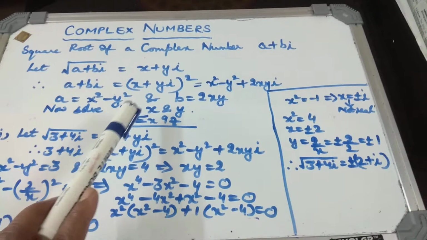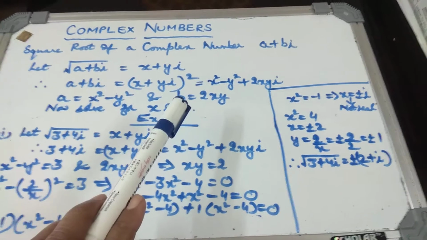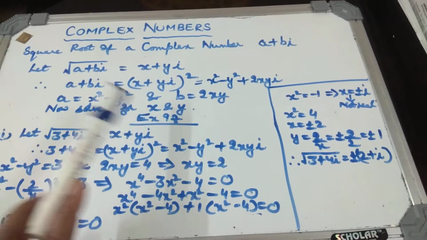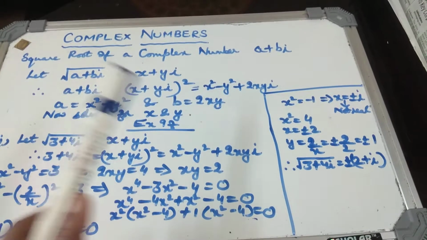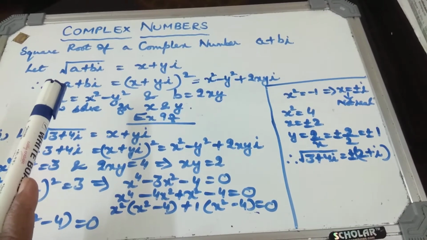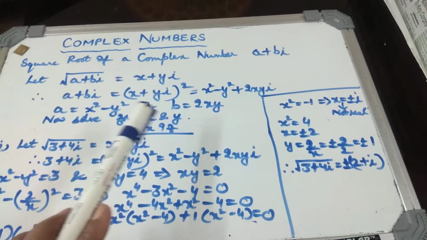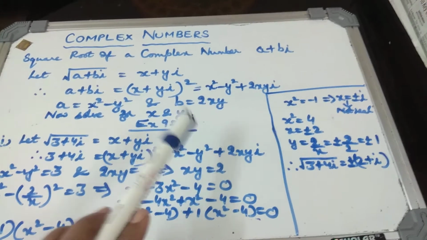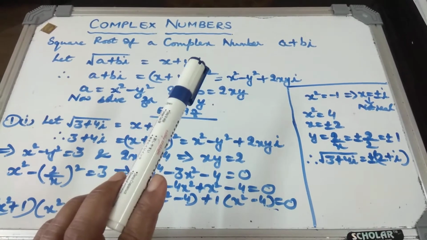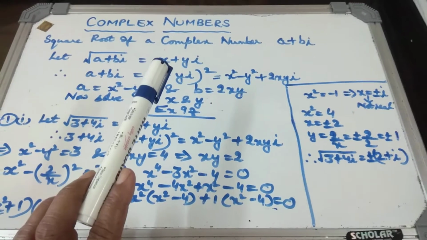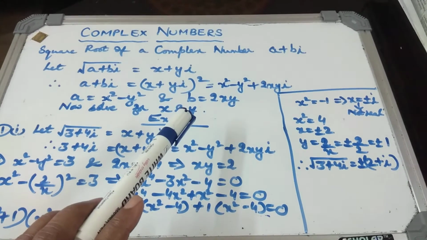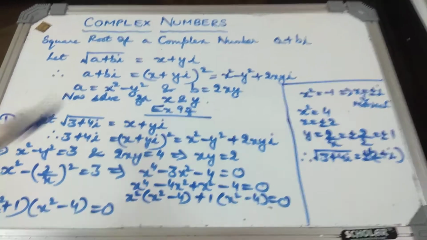Now, to solve these two equations, there is no set rule. You all know how to solve by substitution, elimination, addition, subtraction. Any method could be adopted by any student to get the values of x and y. Once you get the values of x and y, put them in your assumption equation. That will be the final square root of a plus bi. Hence, this is the complete procedure.